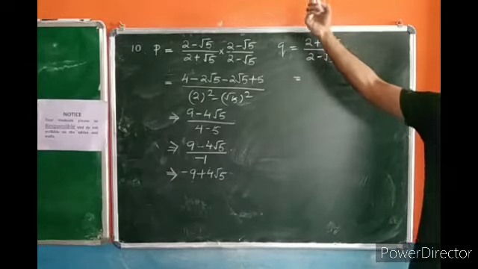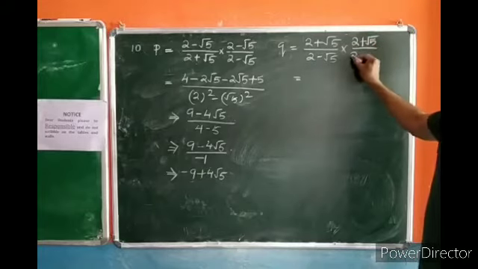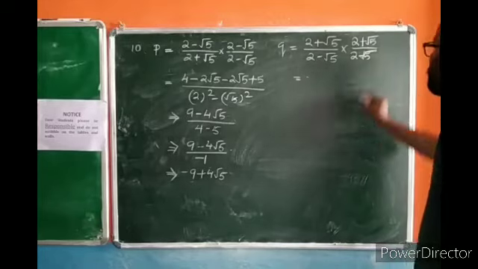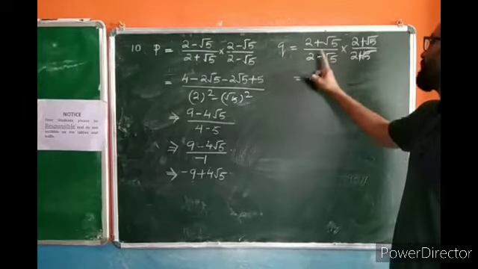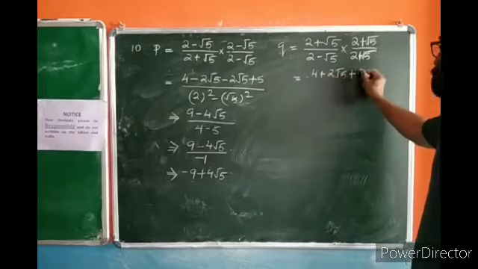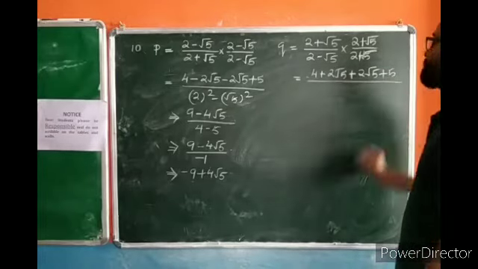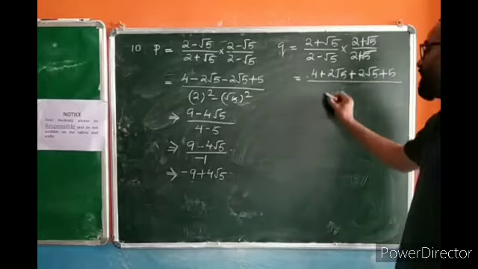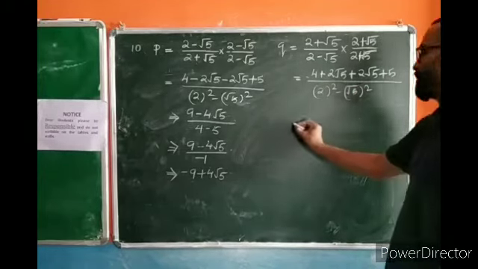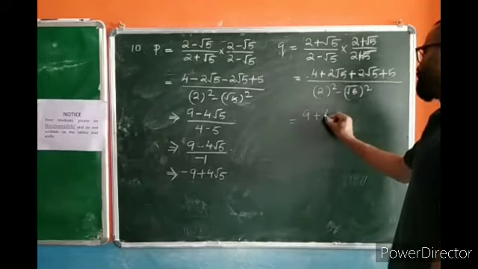Similarly, we rationalize the second one. Minus sign, so we multiply by plus. 2 plus root 5 and 2 minus root 5. So plus root 5. We get here 2 into 2 is 4, plus 2 root 5, plus 2 root 5, plus 5, and in the denominator one is plus, another one is minus, root 5 whole square. Add it up, 4 plus 5 is 9, and adding up you get 4 root 5.